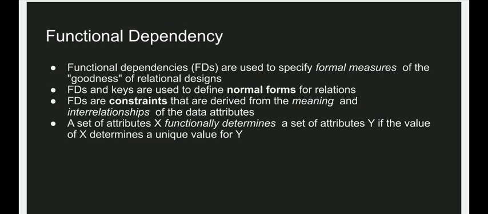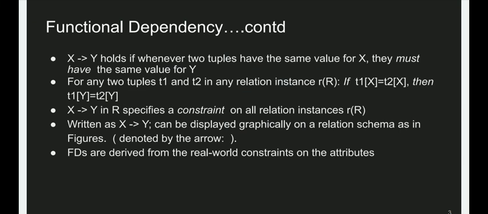A set of attributes X functionally determines a set of attributes Y if the value of X determines a unique value for Y. X determines Y, we read it as X determines Y, holds if when two tuples have the same value for X, they must have the same value for Y. For example, for any two tuples T1 and T2 in a relation instance R, which belongs to capital R, if T1 of X equals T2 of X, then T1 of Y equals T2 of Y.